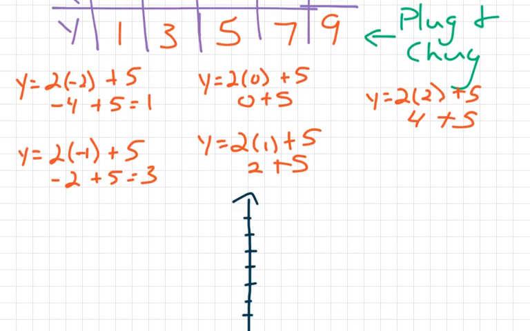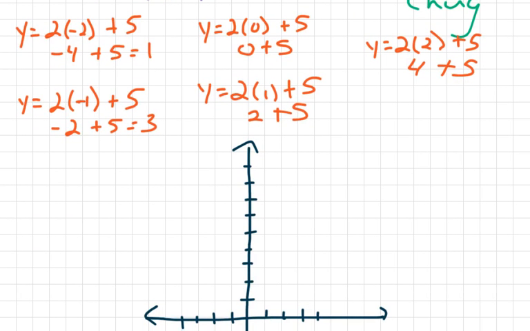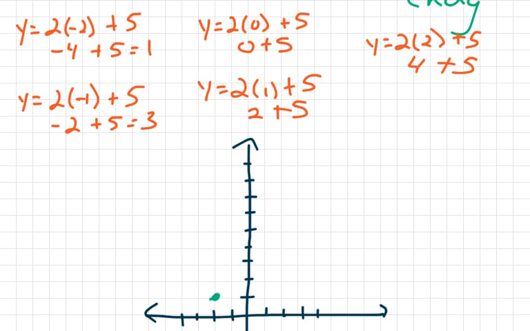And then we'll go ahead and plot these ordered pairs. So we had negative 2, negative 1. I'll do those in green. So negative 2, negative 1 is about right in here. Then we had negative 1, 3. So negative 1, 3 is here. And then it was 0, 5, which was, let's see, 1, 2, 3, 4, 5 is right here. Then we had 1, 7, which is here. And 2, 9, which is right there.